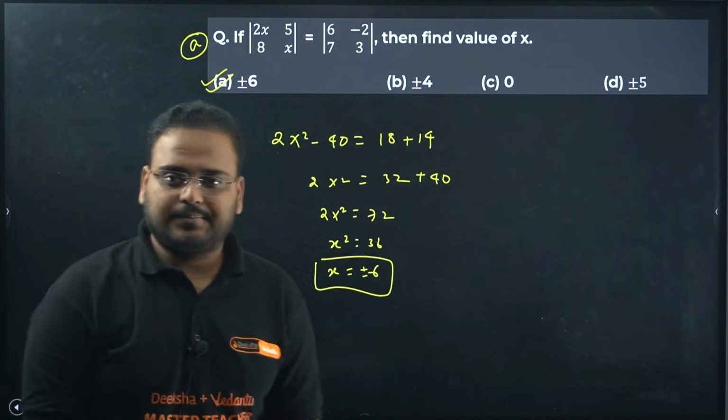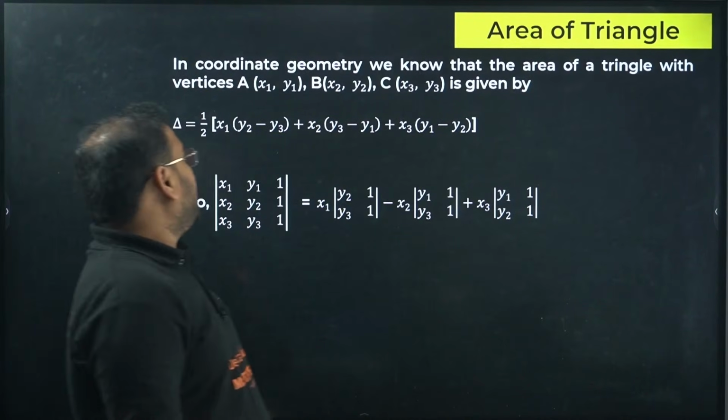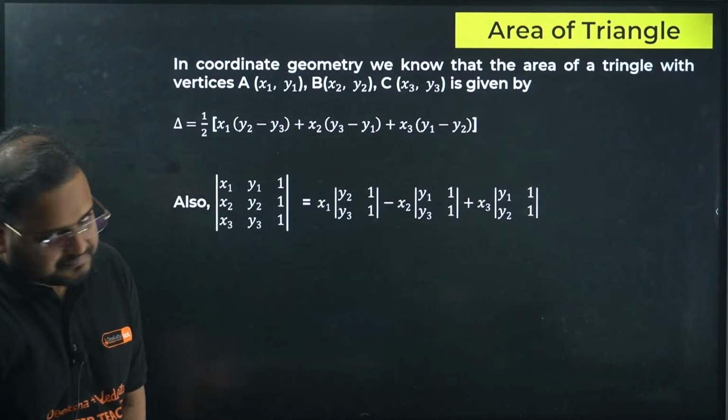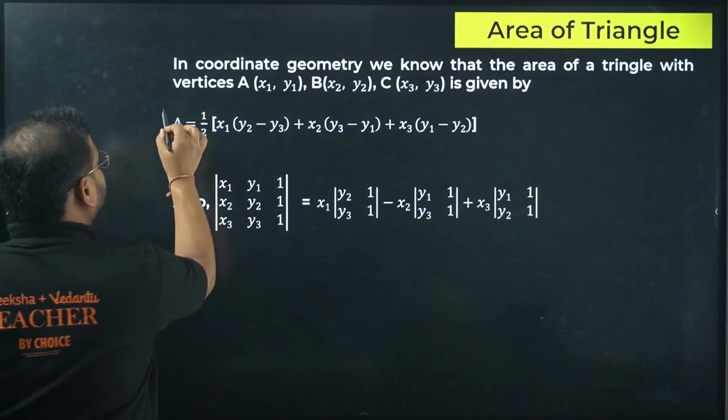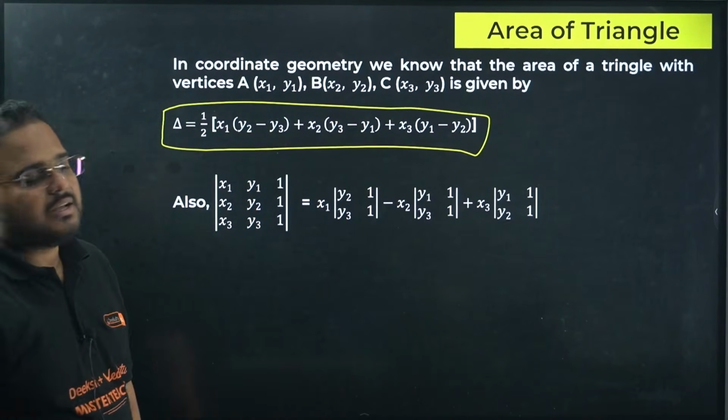Option A is correct. Next, area of triangle. In coordinate geometry we have learned this formula for the area of triangle. Okay, and how do we find this value? By using the determinant. It's very simple.